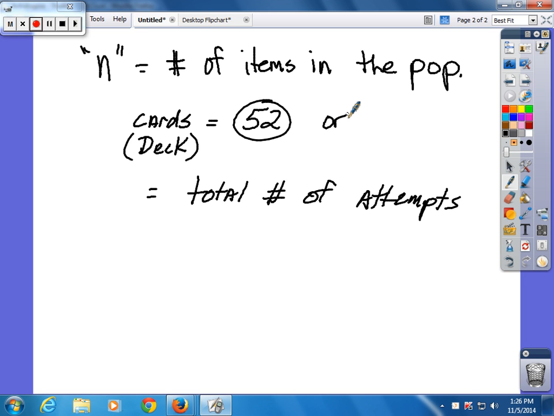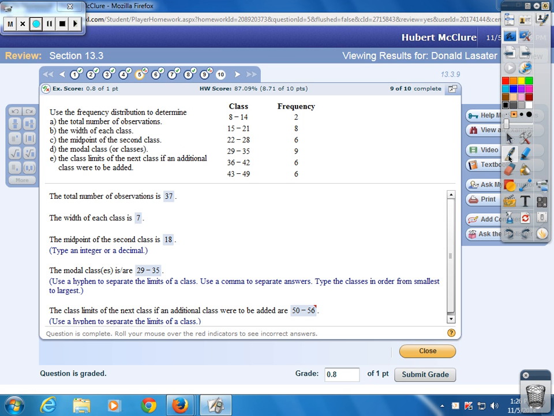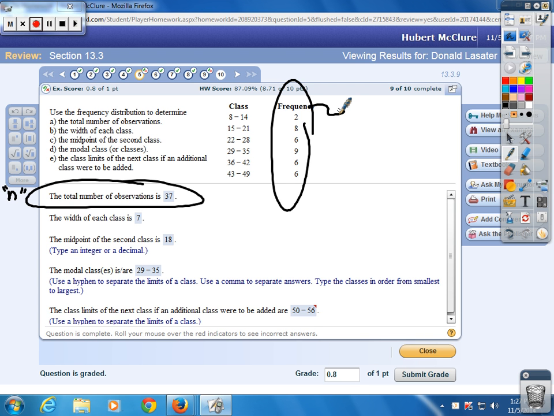Now, I don't see anywhere on here that it says n, Hubert. Yeah, it does. Right here. What does this say? That's n. So this right here is n. So what do you do if you want to find the total population? Add what? The frequency is a 25-cent word for head count. If I want to find out how many people are in the class, what am I going to do? I'm going to count. So what am I going to do here? Add them up, and that's n.